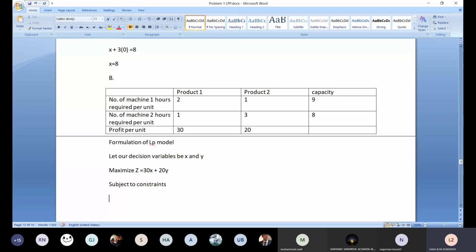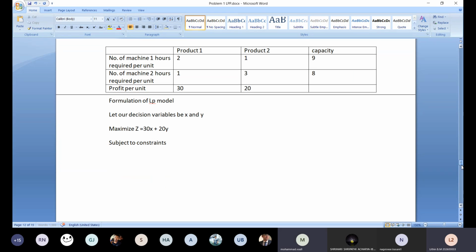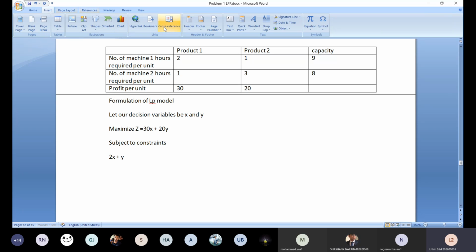So what is the first constraint for the second question? Is it 2x plus y is less than or equal to 9? Yes, very good. 2x plus y is less than or equal to 9. Here it is 9. Only this change we have to make. Otherwise, it will remain the same as in the first sub question. That is the first constraint.